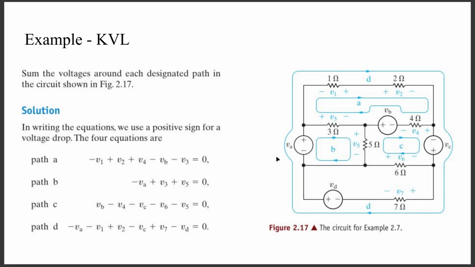Alright, so we have negative VA for rising, negative V1 for rising, positive V2 for falling, and negative VC for falling, a falling V7, and then a rising VD.